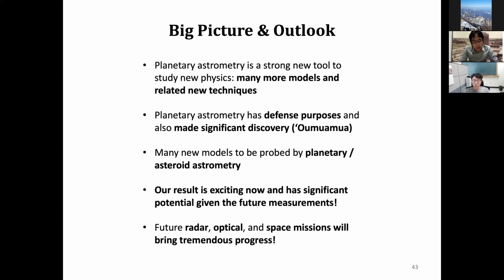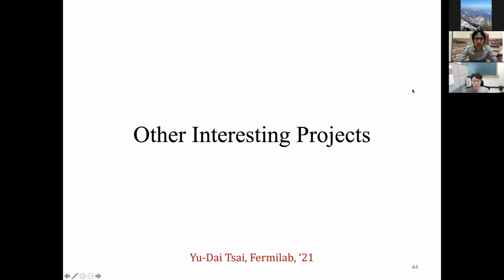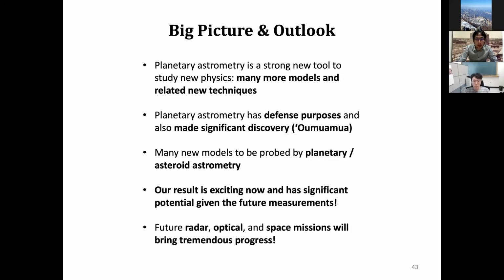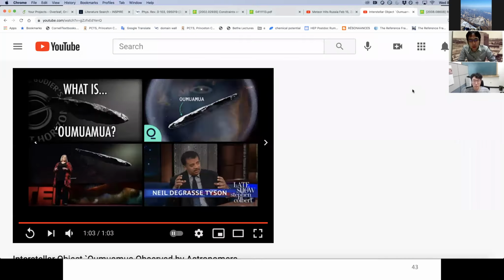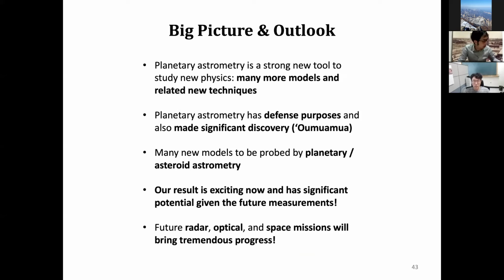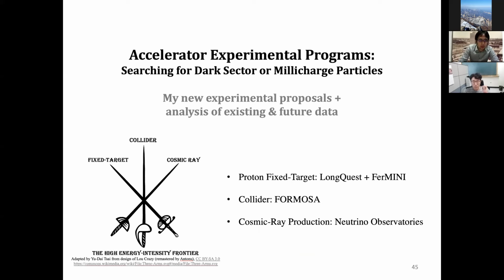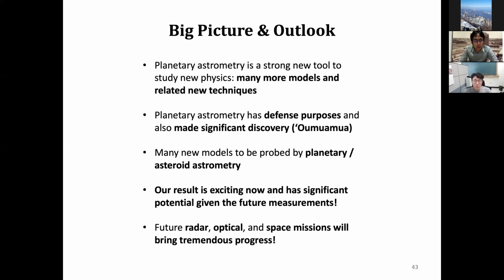And our result is exciting by itself. We also have significant potential given the future measurements, including radar, optical, and space missions, which will bring tremendous progress. Okay. There are many other interesting projects, but if there are some quick questions, feel free to ask me. Actually, it's almost the time. So if you have any question, you can ask me. But if not, I can also say a few words about the other experimental program related to inelastic dark matter.